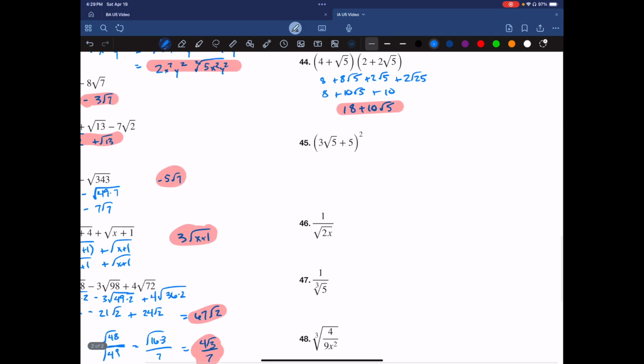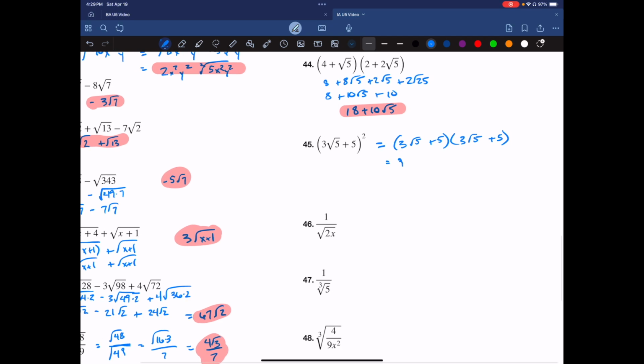I can't emphasize this enough. When you see problems like 45, please go ahead and write them out. This is 3 square root of 5 plus 5, twice. And I say this because if you don't write it out like this, you will forget that middle term nine times out of 10. So when you multiply this out by FOIL, 3 times 3 is 9.